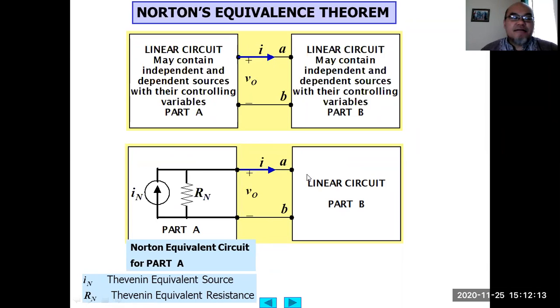On the other hand, we can also replace the linear circuit part A with an equivalent current source in parallel with an equivalent Norton resistance. Okay, so this is what is called Norton's equivalence theorem. This is supposed to be Norton, not Thevenin. Norton equivalent source. This is also Norton equivalent resistance.